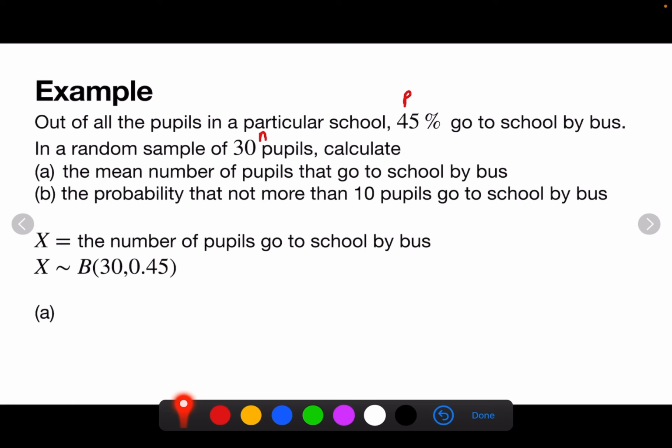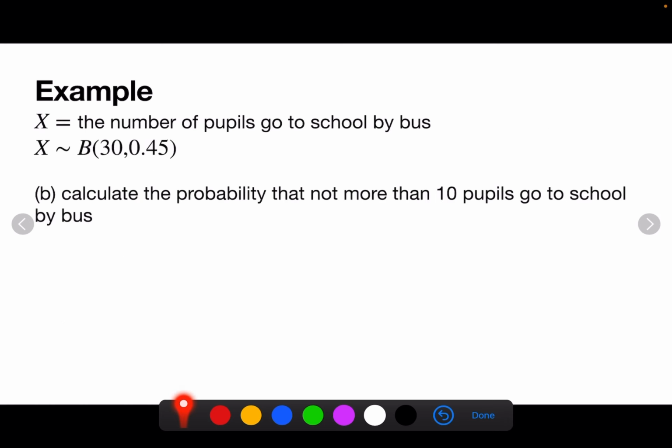The mean number of pupils that go to school by bus: we know that the mean is NP. N is 30, P is 0.45. Just multiply these two values and we're going to get 13.5.